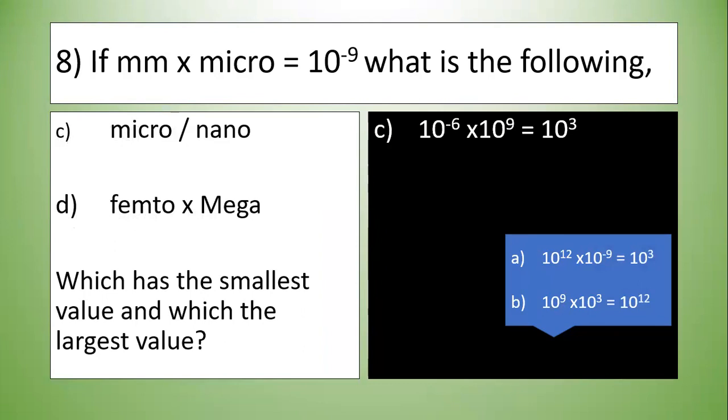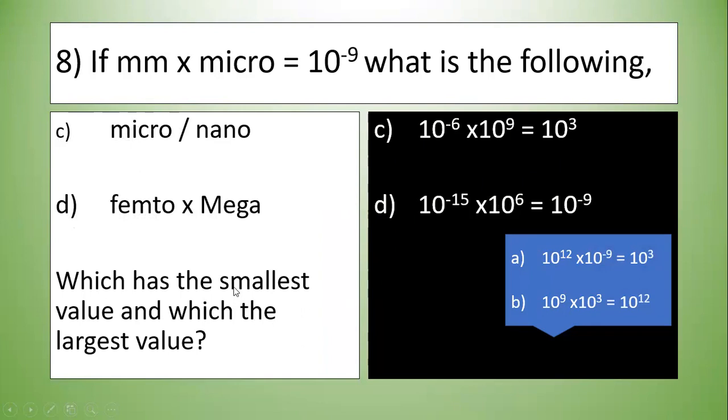Then micro, right? Divide by 10 to the power minus 9. You take it to the top, it becomes 10 to the power 9. Remember, this is divide. I've taken it to the top, so it becomes positive 10 to the power 3. Right? Femto is 10 to the power minus 15. Mega is 10 to the power 6. Minus 15 plus 6 is minus 9.